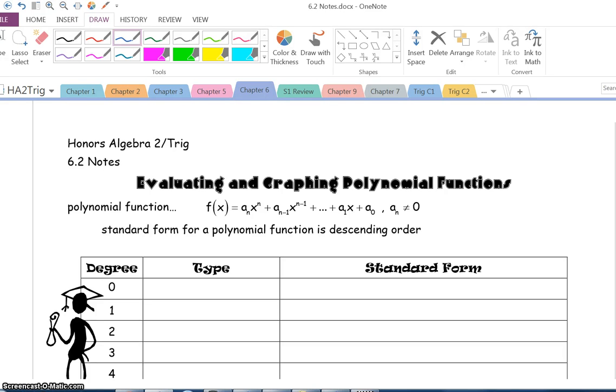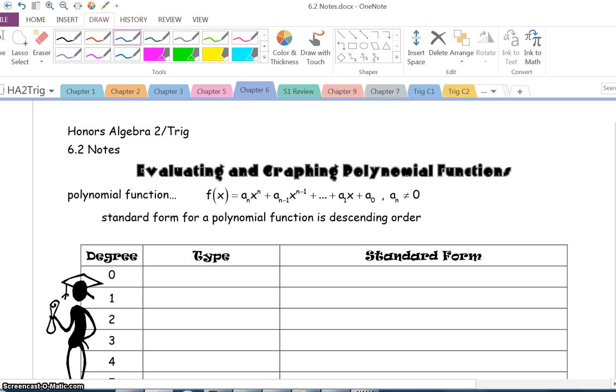Hello, Honors Algebra 2. Today we will be doing our 6.2 notes since I am unable to be in class tomorrow. So these shouldn't take too terribly long, but you are going to need your graphing calculator, so go ahead and pull that out. We're going to start with the definition of a polynomial function.